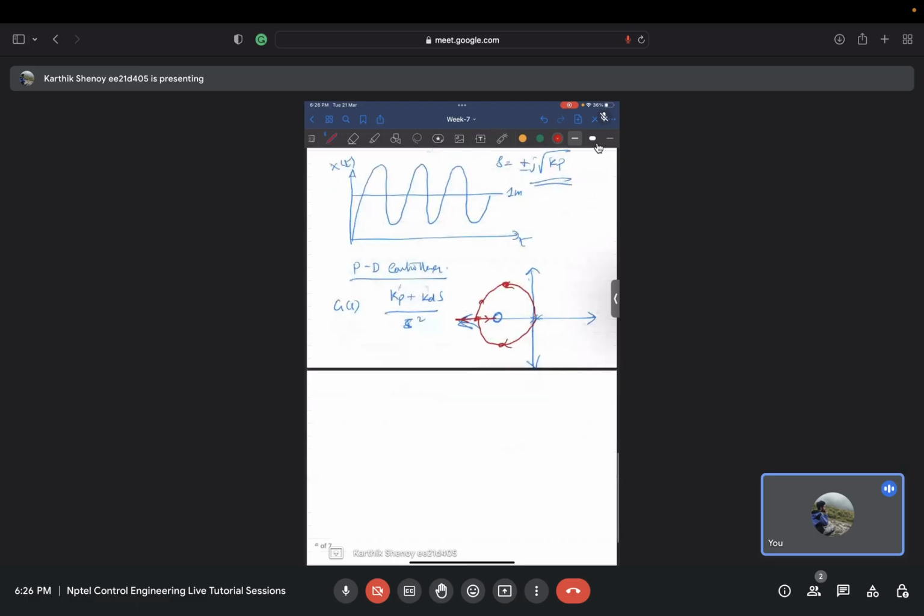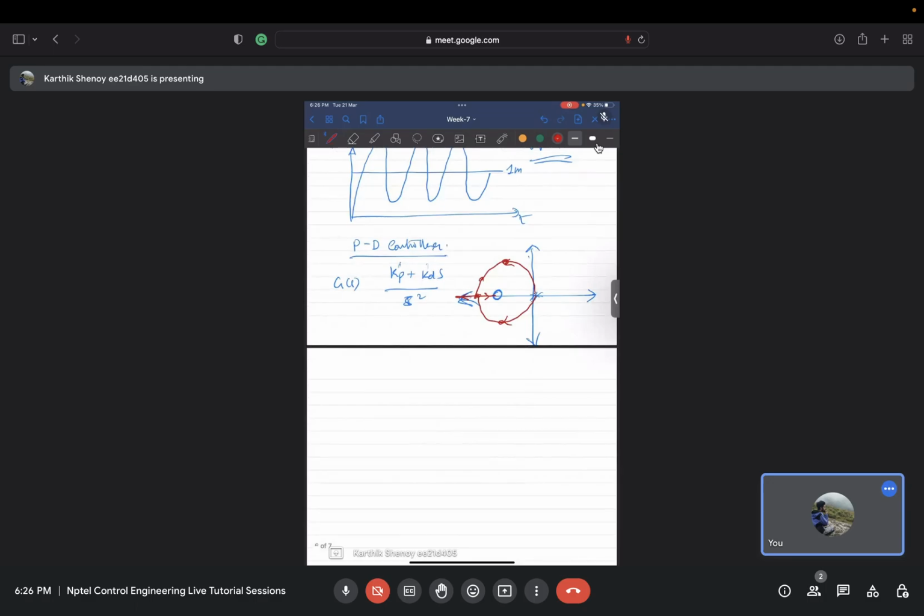Let's see if there is some steady state error, how the steady state behaves. So G of S is given a step input. So what do I do? The Kp, I will change my steady state error. So what's my feedback? Y of S by R of S will be equal to Kp plus Kd S divided by S square plus Kd S plus Kp, correct?